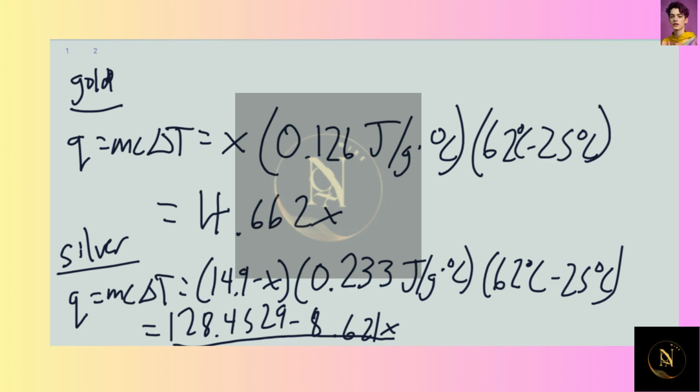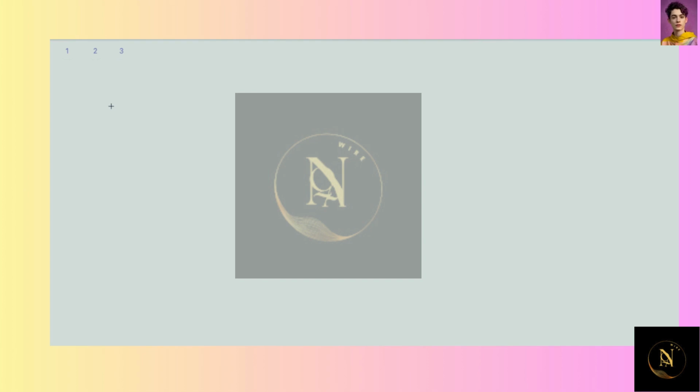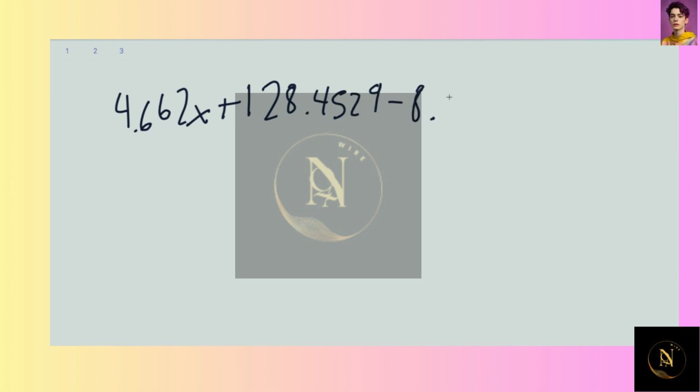And so now if we take our heat of gold and heat of silver and add them together, so we take 4.662X, the heat of our gold, plus the heat of our silver, 128.4529 minus 8.621X. This will equal the heat of our water, 93.95 joules. And so now we can just solve for X.